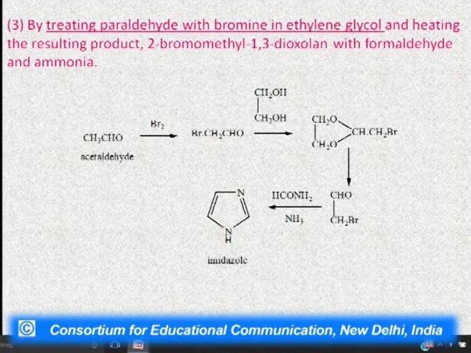Imidazole can be prepared by treating paraldehyde with bromine in ethylene glycol and heating the resulting product, 2-bromomethyl-1,3-dioxolane, with formamide and ammonia. Here we have taken the acetaldehyde, which first will undergo bromination to make alpha-bromoacetaldehyde, which will react with ethylene glycol and cyclize first, then will react with the formamide in the presence of ammonia and will finally give us the imidazole ring.